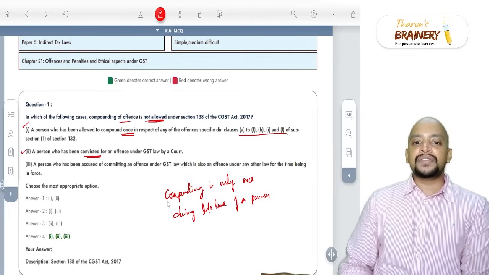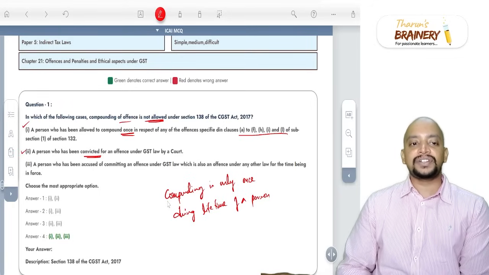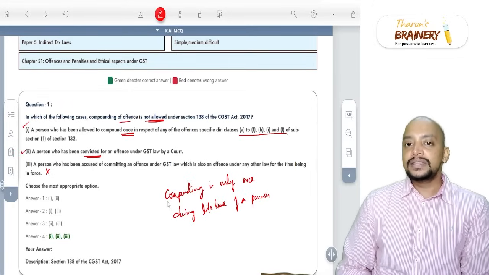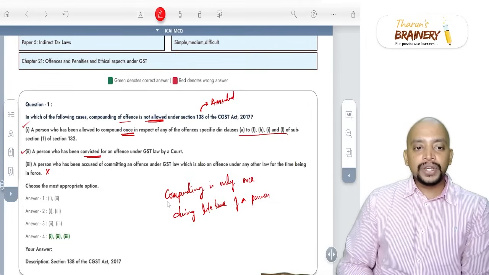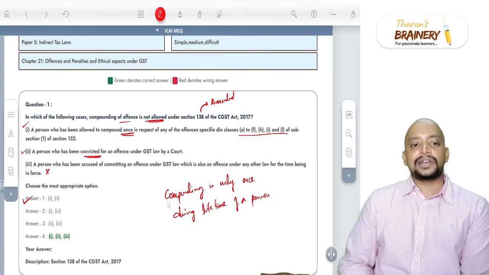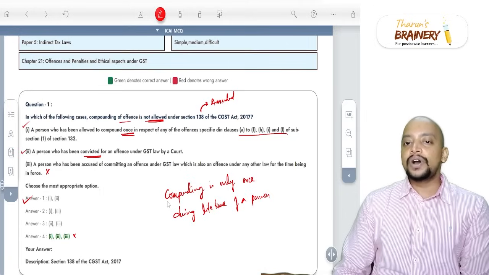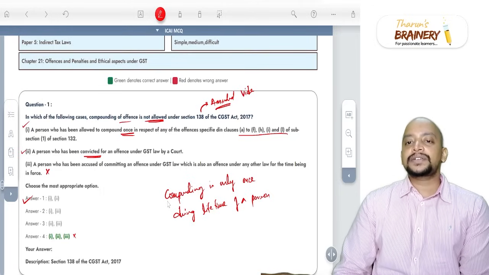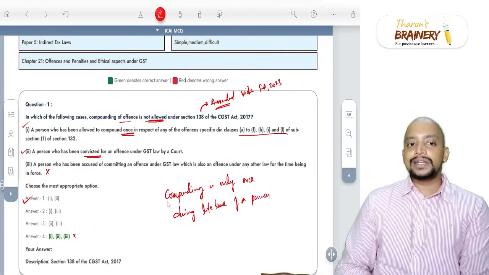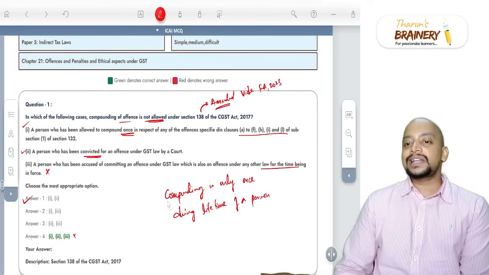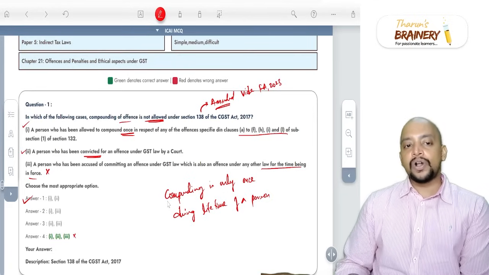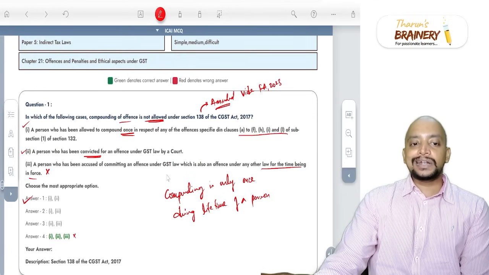A person who has been accused of committing an offense which is also an offense under any other law for the time being in force, this is not there. This is not there at present. So this section 138 is amended. Based on the amended provision, option 1 and 2 only is the correct answer, not option 4. Okay. So this got amended vide Finance Act 2023. Due to that reason, only in the first case, this point is now removed. So even if it is an offense under any other law, we can go for compounding. Okay. So the correct answer is 1 and 2.